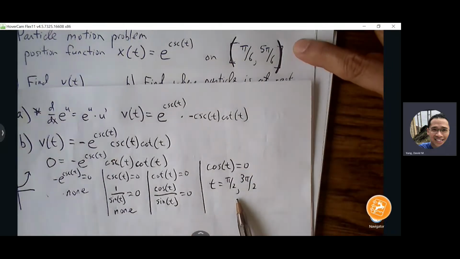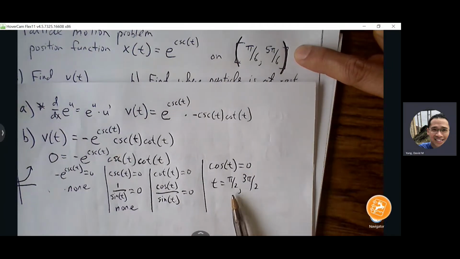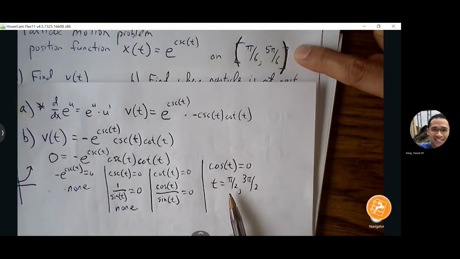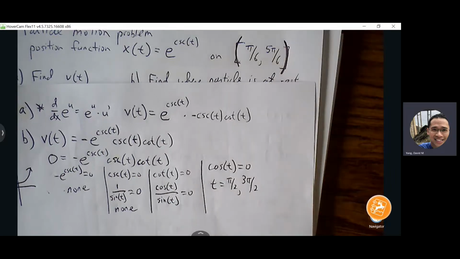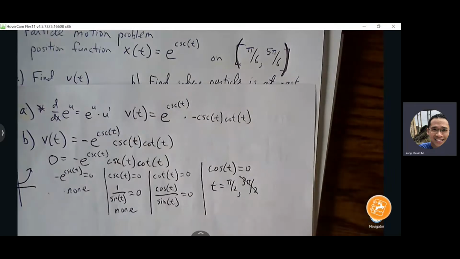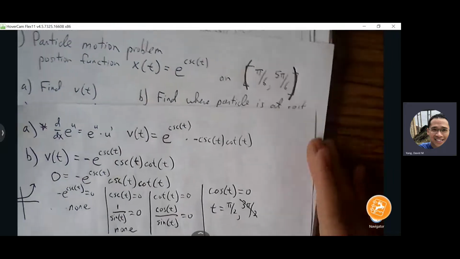Okay, we check back with our interval. Do both these values fit? Just pi over 2. So that's the only value that's going to go on our sine line. But for part B, it's only asking where the particle is at rest.